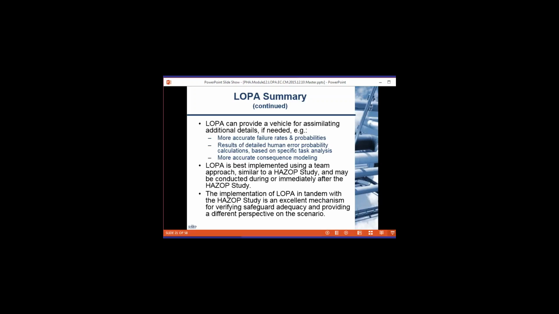So this whole idea of the hazard analysis, the HAZOP study to understand the scenario, the LOPA to quantify it, all leads to helping you make decisions. We found that LOPA is best implemented using a team approach, either right after the HAZOP study or as part of it. And what we found is that if you implement it in tandem with the HAZOP study, it really works out very efficiently. Again, you've already got the team warmed up with an understanding of the scenario, so why not absorb that understanding into something that can provide more effective use later on for equipment design.